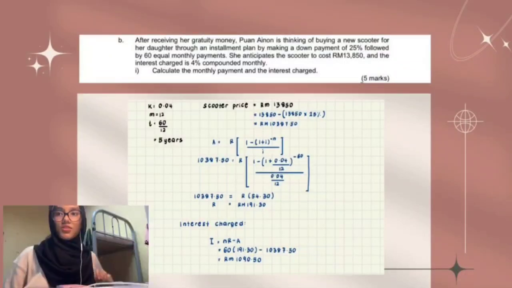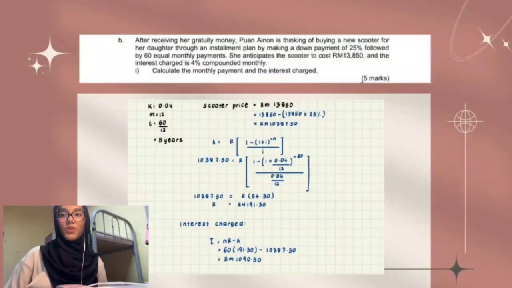30 cents. So for the interest charge, since we have our A value, we have to use I equals nR minus A. Our n is equal to 60 and our R is equal to 191.30 minus our A, which is 10,387.50. And the final answer is 1,090 ringgit 50 cents.